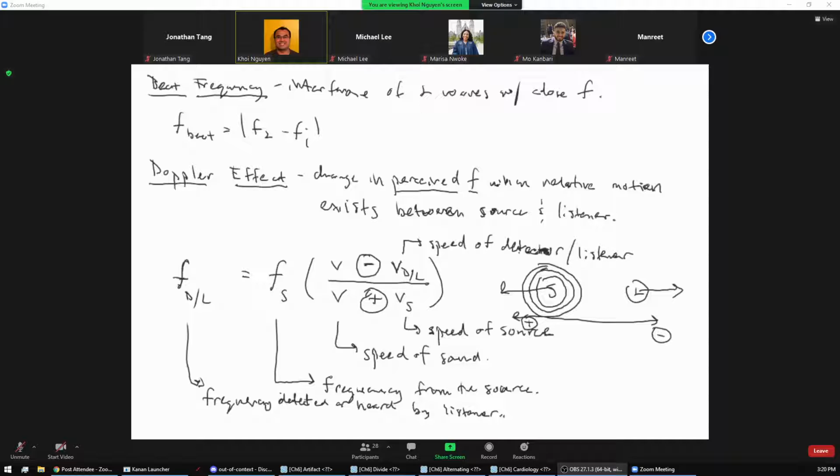Greater than, less than, or equal to 1? Less, right? Because you're going to take 343 minus some number over 343 plus some number. So that means it's going to be less than 1, which means the frequency that we're going to detect is going to decrease.